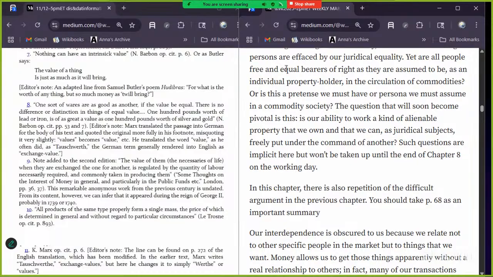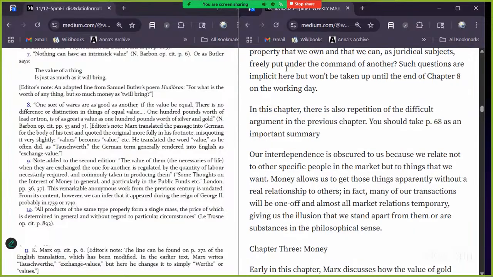Our interdependence is obscured to us because we relate not to other specific people in the market, but to things that we want. Money allows us to get those things apparently without a real relationship to others. In fact, many of our transactions will be one-off and almost all market relations temporary, giving us the illusion that we stand apart from them or are substances in the philosophical sense.